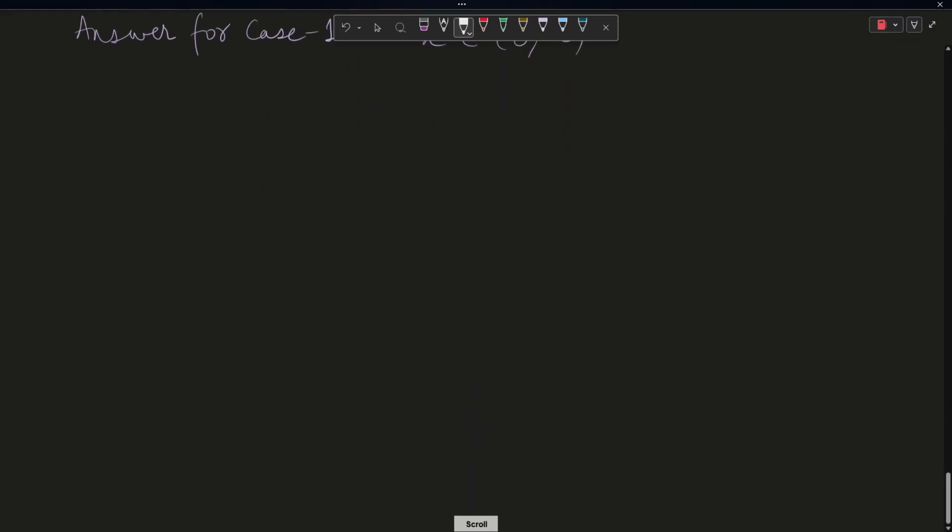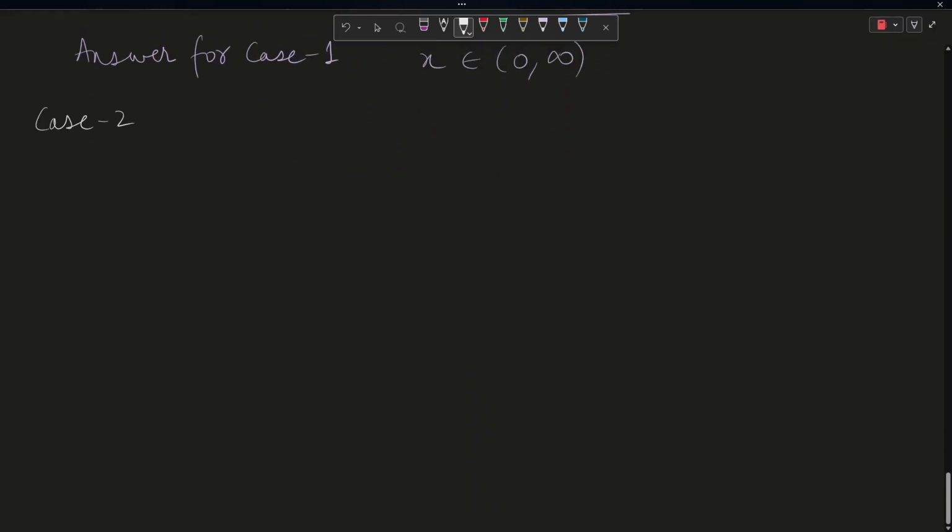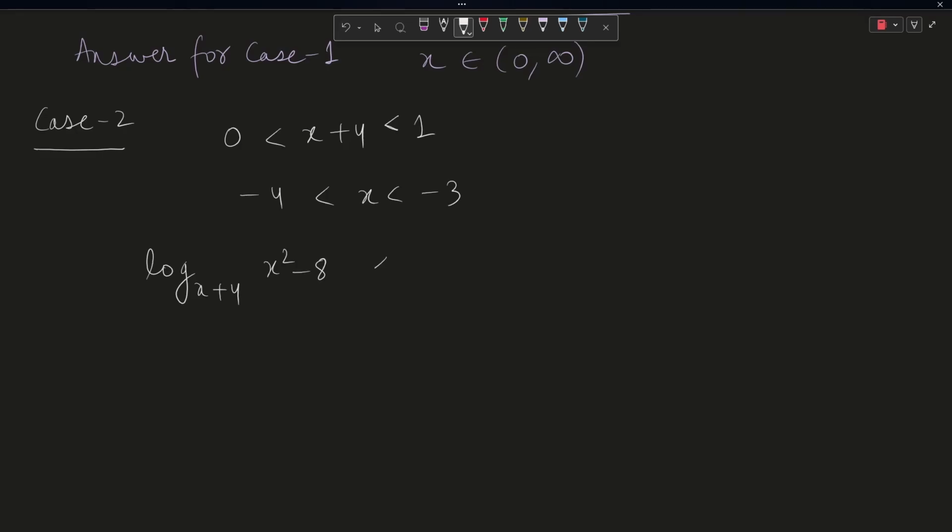Now we can solve case number 2. For case 2, we know that x+4 is less than 1 but greater than 0, or we can say that x is greater than −4 but less than −3, right? And for this particular case, we need to solve the inequality once again. So I can say log base x+4 of (x² − 8) greater than log base x+4 of (x² − 2x − 8).